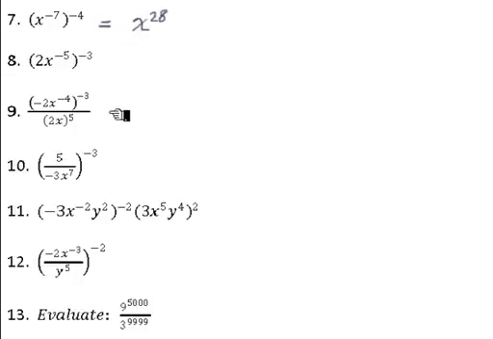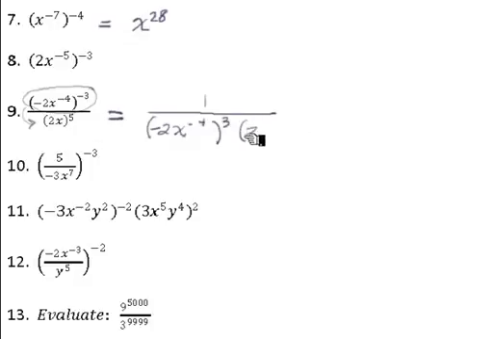Okay, number 9. Again, we have in the numerator this exponential expression and the negative exponent on the outside. So what I'm going to do is bring this entire numerator into the denominator and change the -3 to a +3. So that leaves me with a 1 in the numerator. And in the denominator, we have -2 x to the -4 to the +3. And then we have that 2x to the 5th.